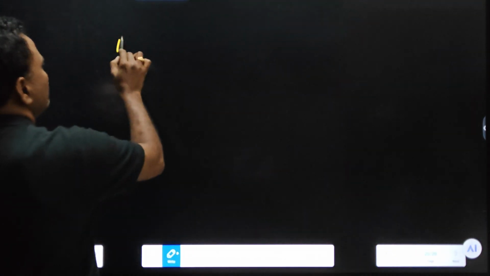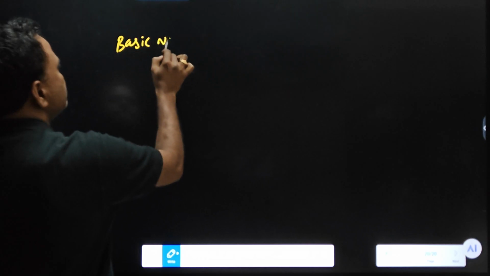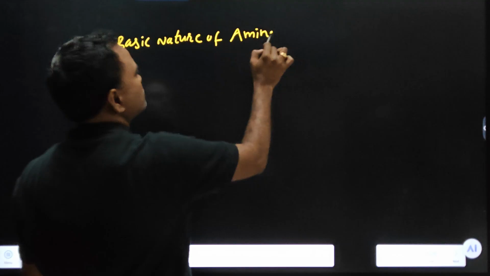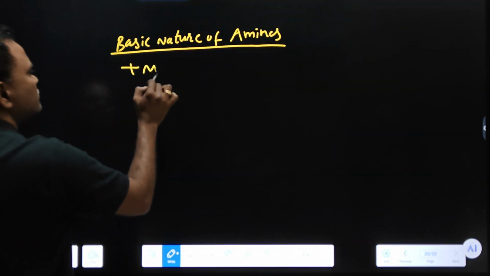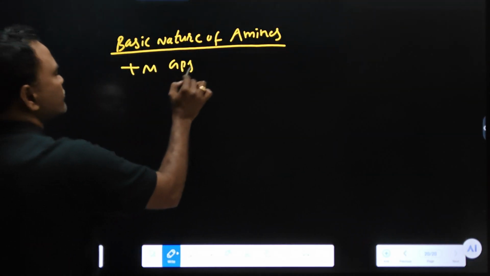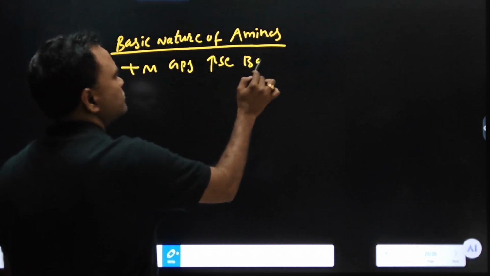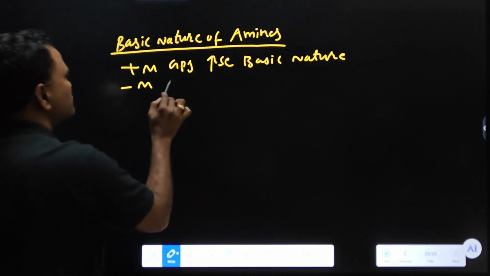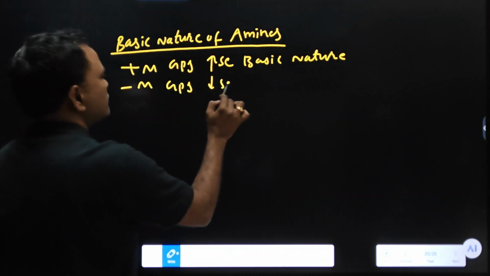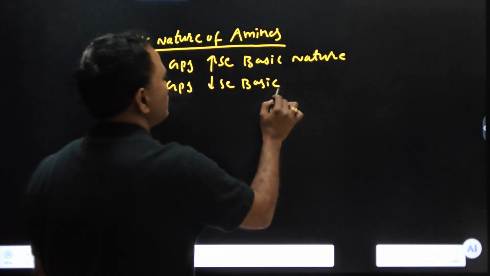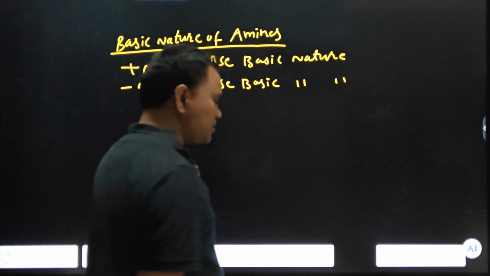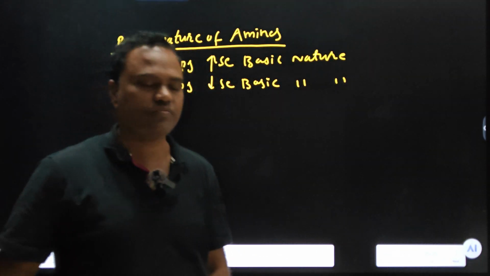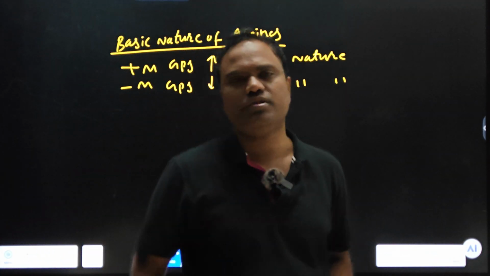Next one, basic nature of amines. Plus M groups increase basic nature, minus M groups decrease basic nature. For basic nature, the concept is reverse. For basic nature, plus M group should be present. For acidic nature, minus M should be present. For basic nature, plus M groups should be present. Okay.